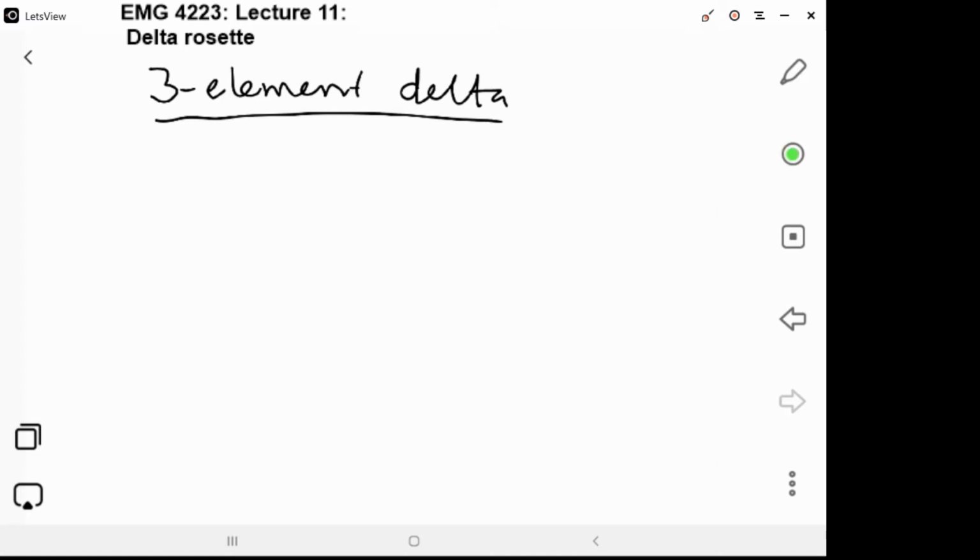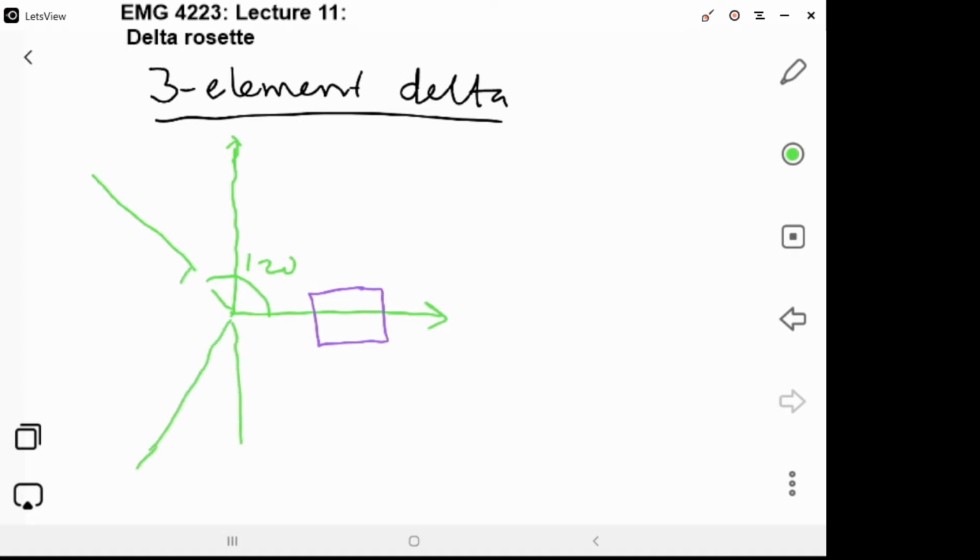In this case, the rosette strain gauges are arranged at 120 degrees apart. So these are my strain gauges. This is 120, and another 120 degrees, 120 degrees. So these are the strain gauges.